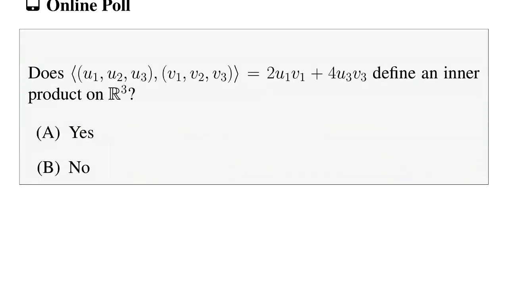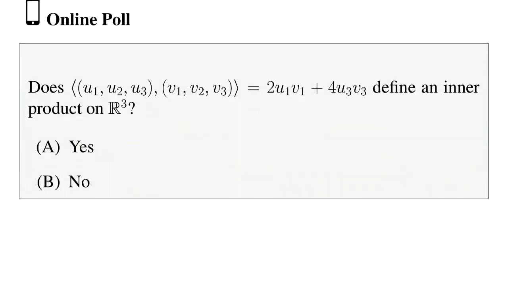Okay, so let's do a poll. So does this thing define an inner product on R3? Yes or no? Have a look at it, see whether you think it satisfies the 3 axioms. Okay. If you think it does, just prove that it does. If you think it doesn't, write down a reason why it doesn't, right? Which axiom or axioms does it not satisfy?